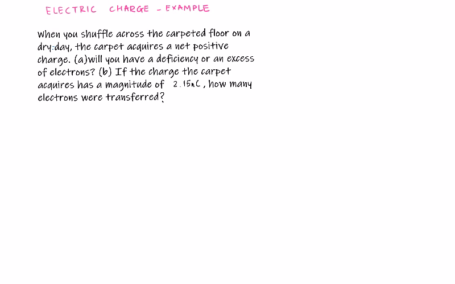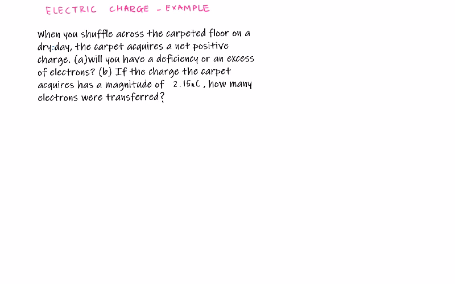When you shuffle across the carpeted floor on a dry day, the carpet acquires a net positive charge. Will you have a deficiency or an excess of electrons? Well, since the carpet has a net positive charge, it must have lost electrons and you must have gained them. Thus, your charge is negative, indicating an excess of electrons.